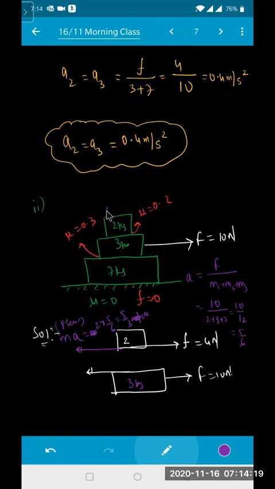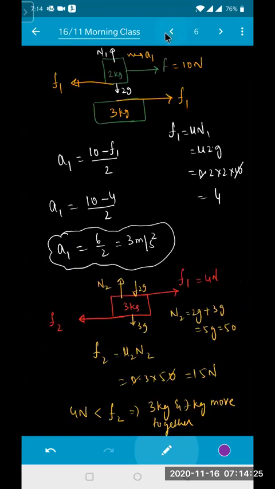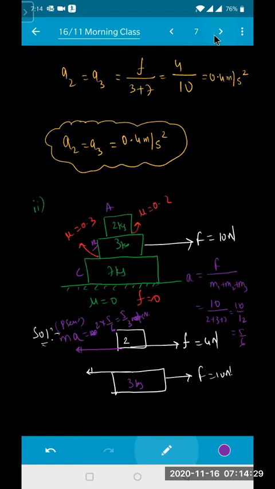This is your A, anukundaam. This is your B and this is your C. See, between 3 kg and 7 kg, we already calculated. What is the friction we got, beta, there? 15 newton. Isn't it? And your applied force acting on this one is how much? Only 10 newton. So you can't break the bond, it won't move.